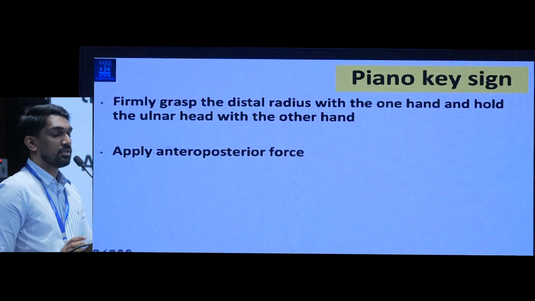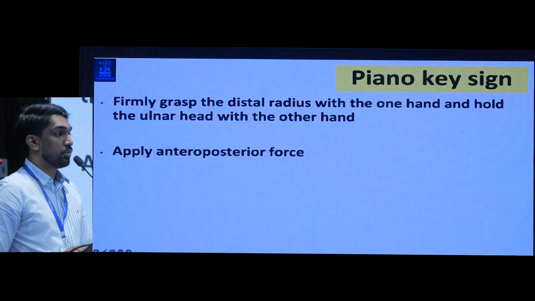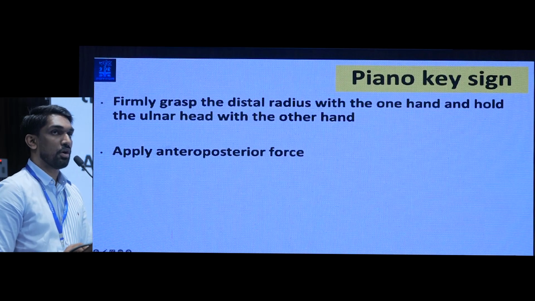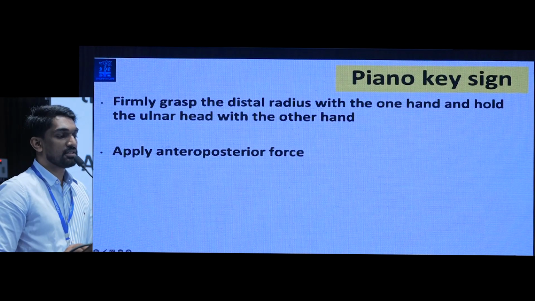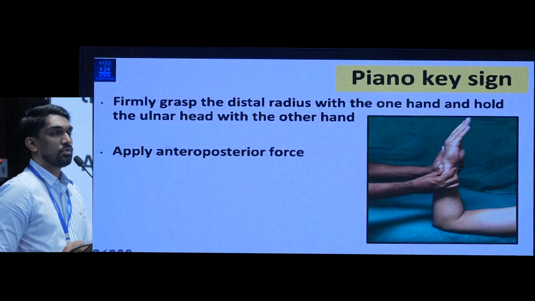Next is the piano key sign, or the anteroposterior stress test, or the ballottement test. This is the one test that we can do intraoperatively. So once you fix the radius, then you can start doing this. How to do it: you firmly grasp the distal radius with one hand, and hold the ulnar head with the other hand. So this is how you have to hold.